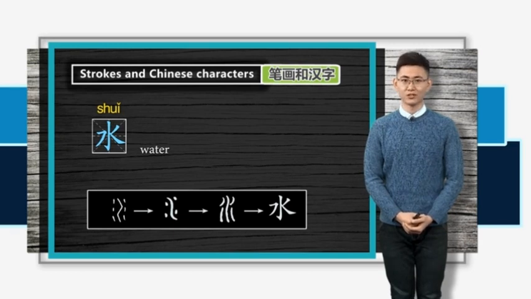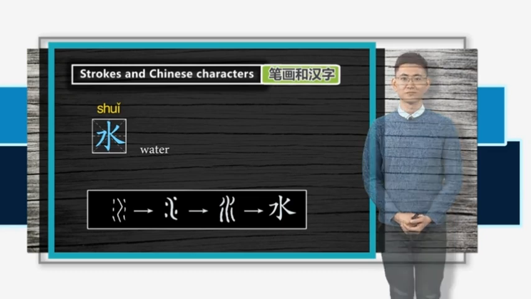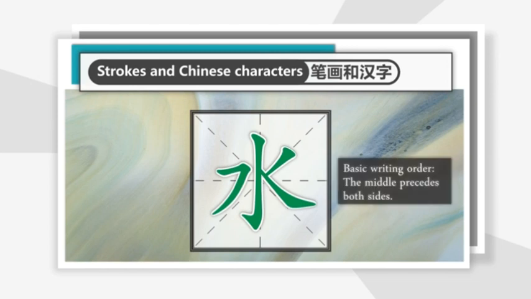跟我读 水. 水. And can you write it with me? Pay attention to its stroke order. The middle precedes both sides. So the horizontal to left falling is the second stroke of this Chinese character. Very good.